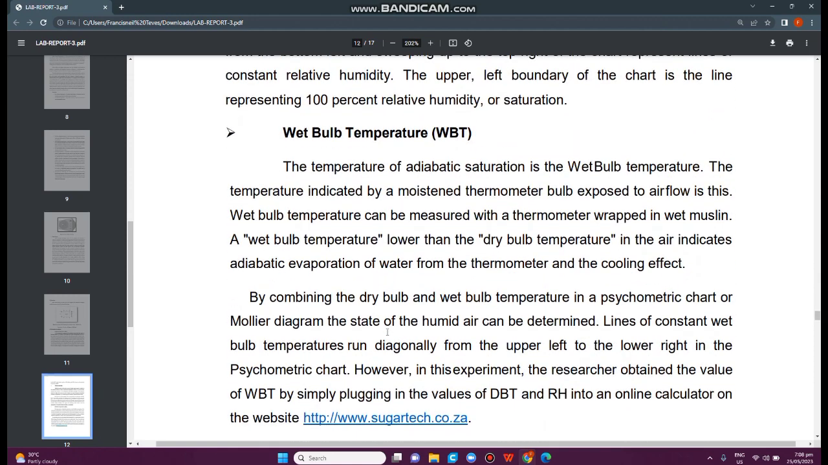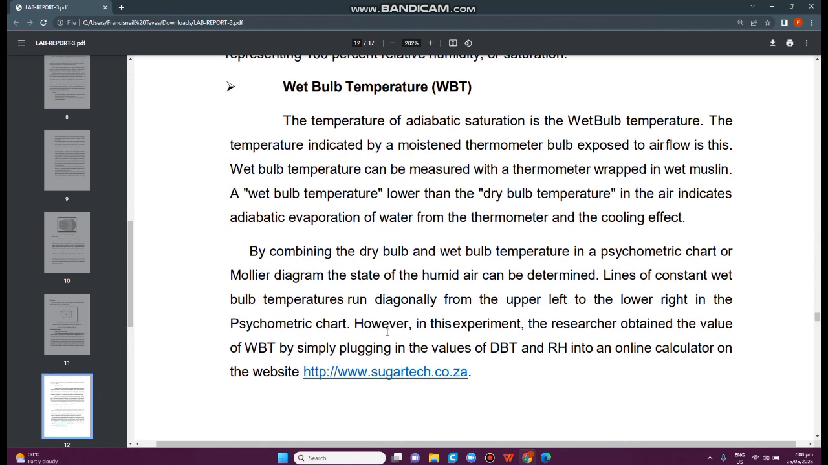Next, we have the wet bulb temperature. The temperature of adiabatic saturation is the wet bulb temperature. The temperature indicated by a moistened thermometer bulb exposed to airflow is this. Wet bulb temperature can be measured with a thermometer wrapped in a wet muslin. A wet bulb temperature lower than the dry bulb temperature in the air indicates adiabatic evaporation of water from the thermometer and the cooling effect.